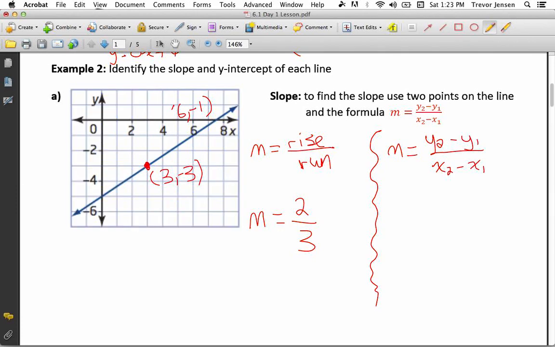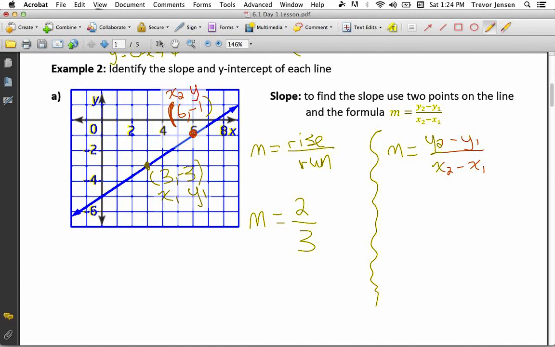Okay, so what I need to do to use this formula, I need to figure out my change in y values divided by my change in x values. So I need to label my points as my first point and my second point in order to use this formula. It doesn't matter which one is your first, which one is your second, just choose one of them. So I'll choose 3, negative 3 as my first point. I know a point has an x and a y coordinate, and since this is my first point, I'm going to label this my x1 and my y1. My second point is going to be 6, negative 1. Since that's my second point, I'm going to label this point x2, y2.